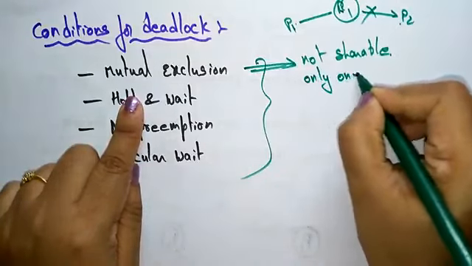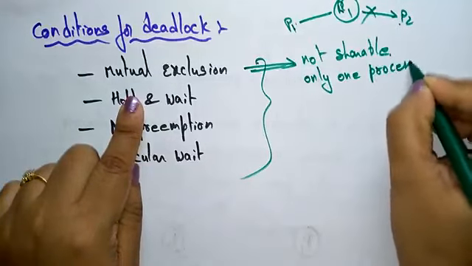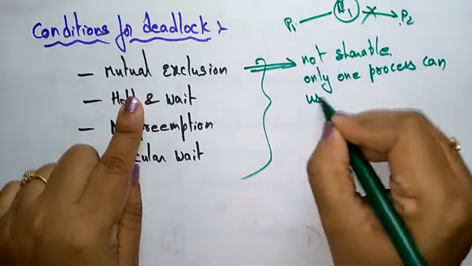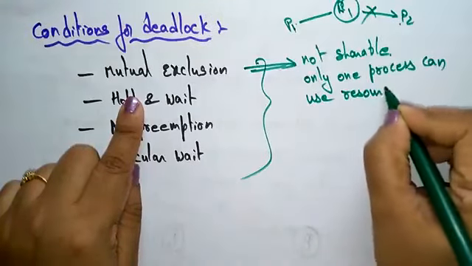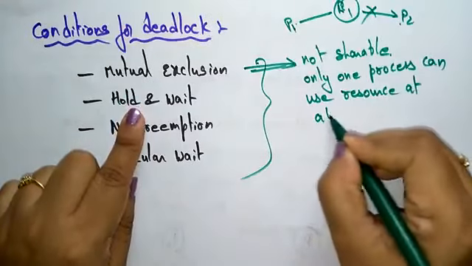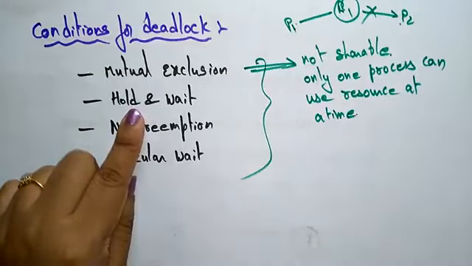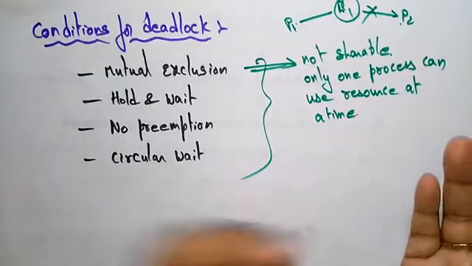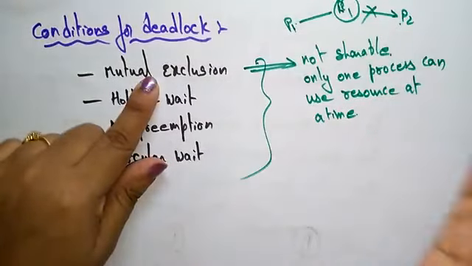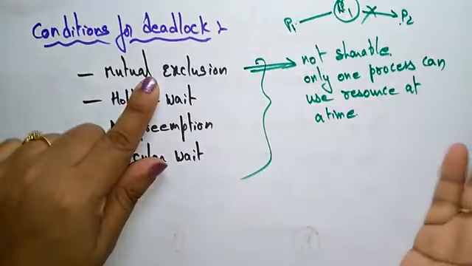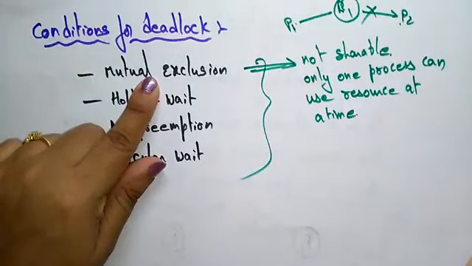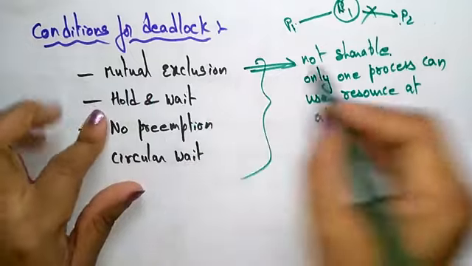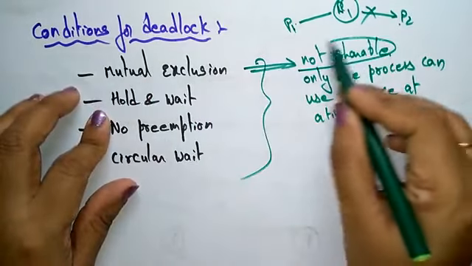Only one process can use the resource at a time, and that process can enter into the critical section and execute the work. Mutual exclusion means one by one. One process, after that another process, after that another process. Means it has to follow the sequence. Okay. So the main thing is mutual exclusion is not shareable.